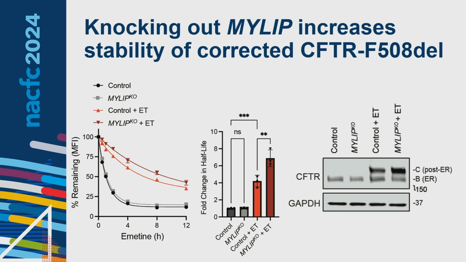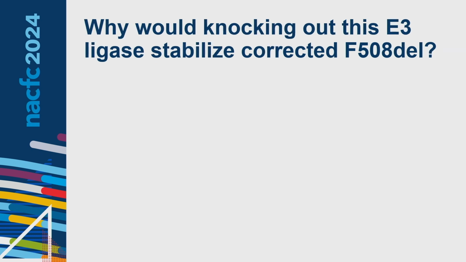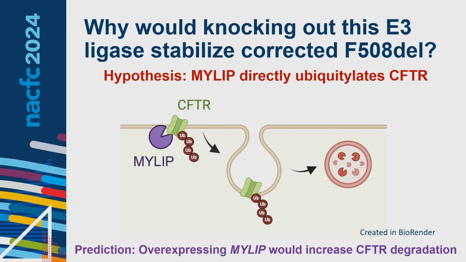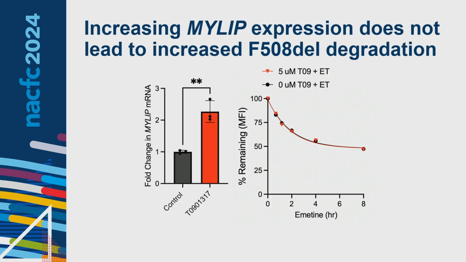So the question is, of course, why would knocking out this E3 ligase stabilize corrected F508 delta? And so our first hypothesis was that MyLip was actually directly ubiquitinating CFTR. And the prediction was that if you overexpress MyLip, you would increase CFTR degradation. However, when we added in a drug, which is an LXR agonist, we did not see an increase in F508 degradation, despite having a twofold increase in the mRNA levels from MyLip.